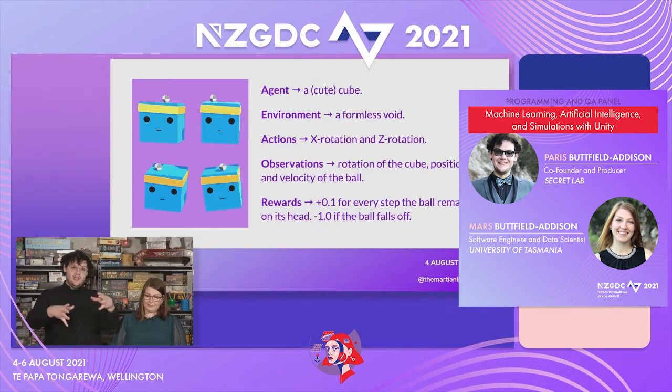Here's some examples in the actual Unity space. Here's a cute little cube that can rotate on different axes, back and forth, side by side. It has a ball on its head. It exists in a formless void. It knows its own rotation, and it knows the position and the velocity of the ball that's sitting on its head. It gets a very small reward every step of the simulation, every tick, that the ball is still on its head, and it gets a very large negative reward if the ball falls off its head. Terrible, terrible, terrible day.